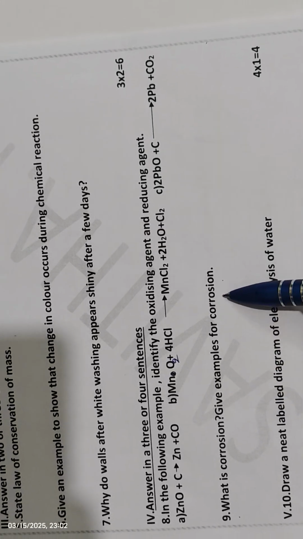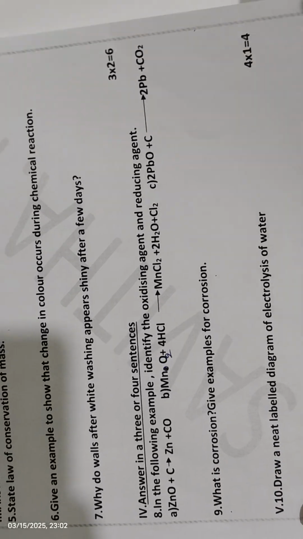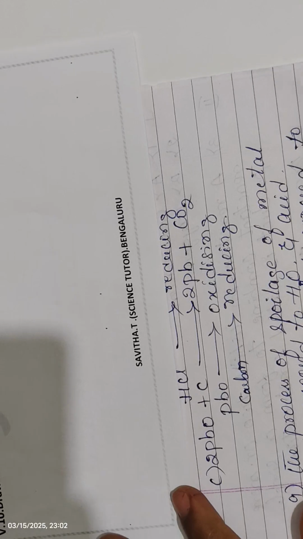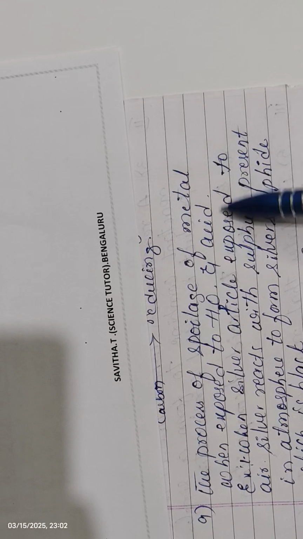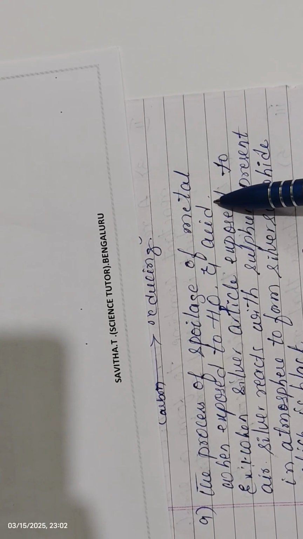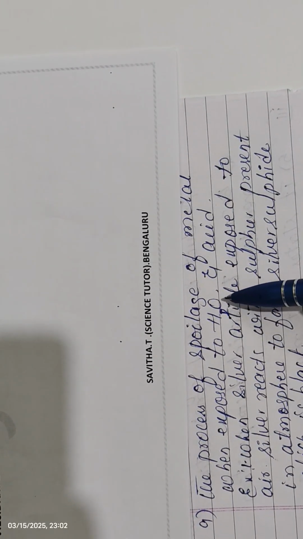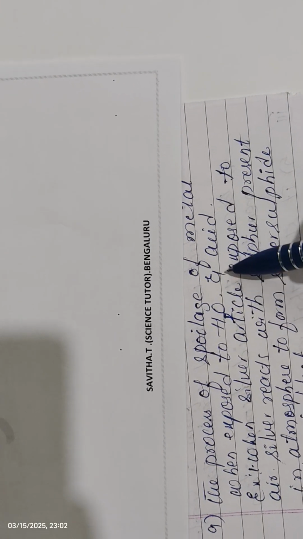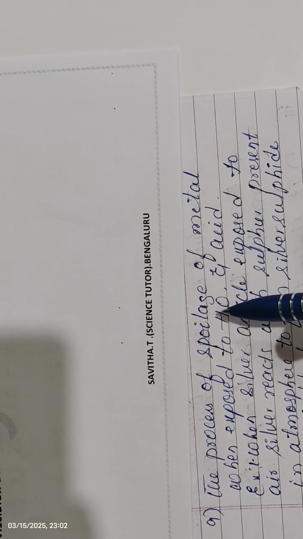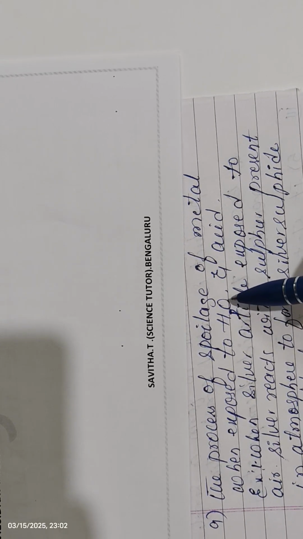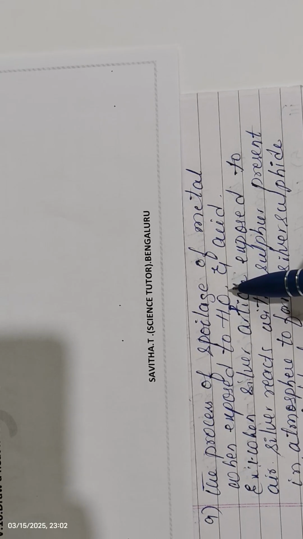Give examples for corrosion. So you have to answer what is corrosion, and one more is give example for corrosion. So we'll see the answer. The process of spoilage of metals when exposed to water and acid. So when the metals are exposed to moisture and acid content, or in atmospheric conditions, they get spoiled, due to the moisture present in air or atmosphere and the acid. So that we call it as corrosion.